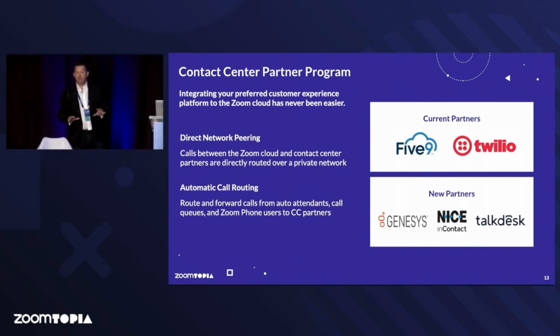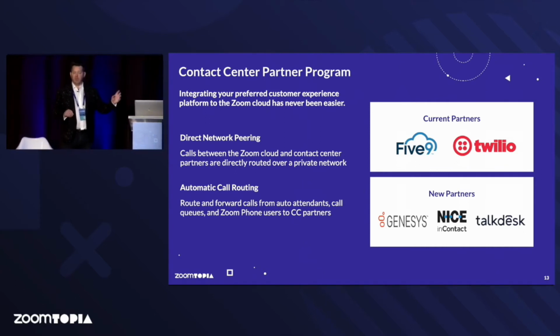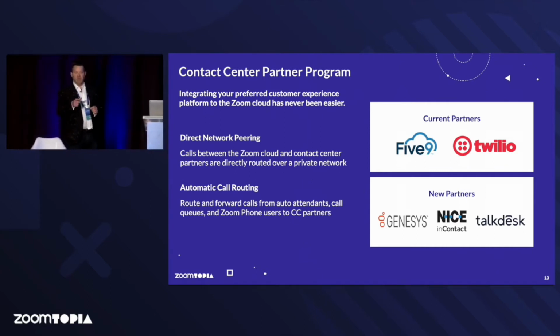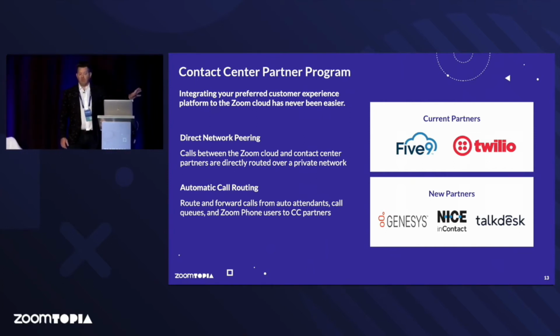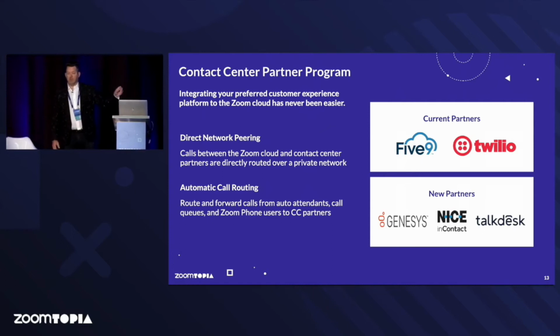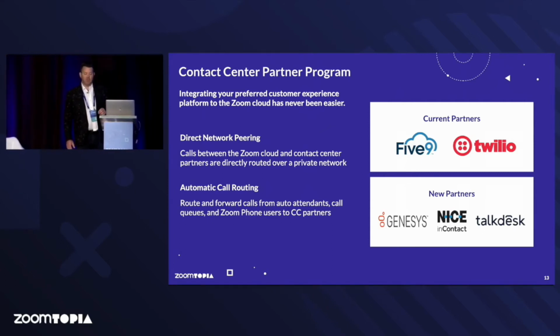We've already done that for you because we've established relationships. We know how to send a call to Five9. It's very simple. So we've taken all of the mystery out of it for you. You just put in your pilot number of your queue on Five9, and it just gets there. By the way, if you want to learn more about this, we do have a session this afternoon on the contact center partnerships, and we're going to do a deep dive into how they work and what the benefits and capabilities are.